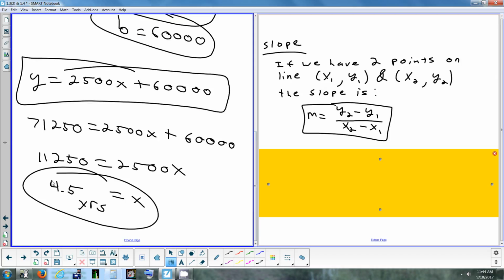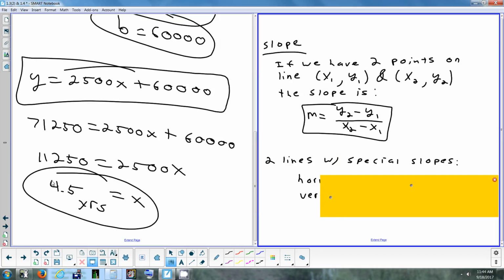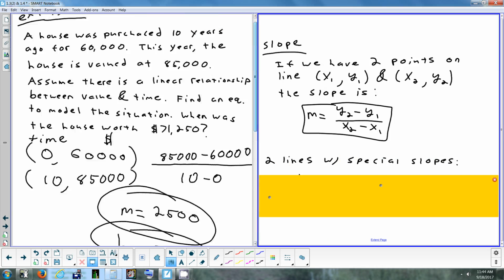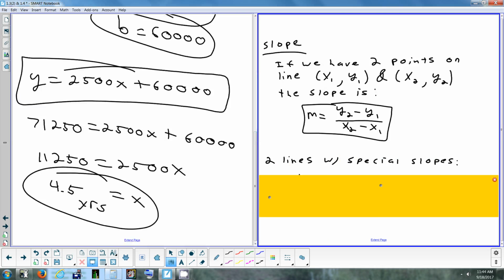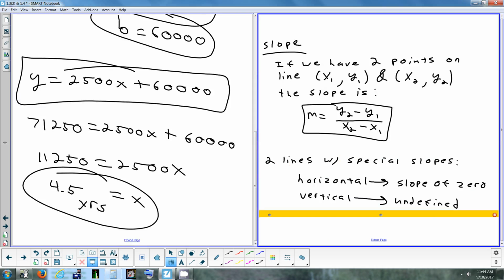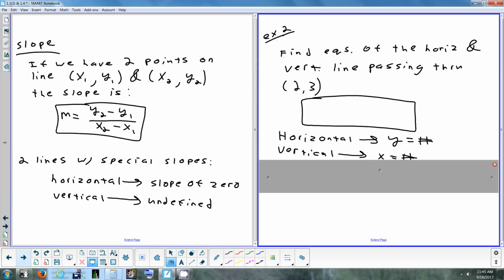Two special cases of lines that have a different setup than y equals mx plus b. Horizontal lines have a slope of 0, and vertical lines have an undefined slope.